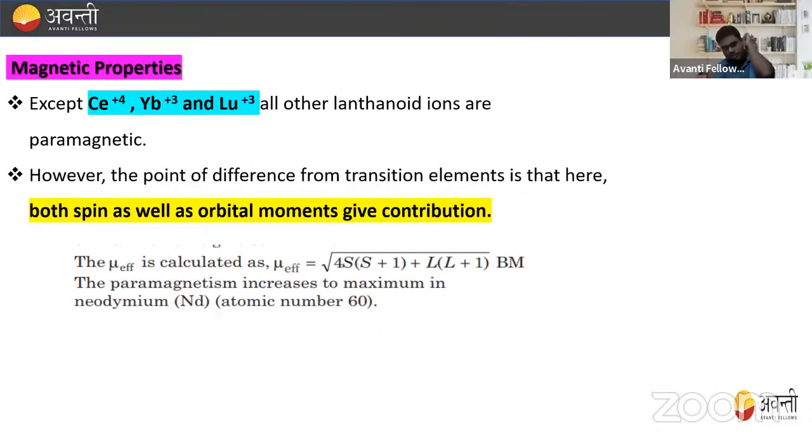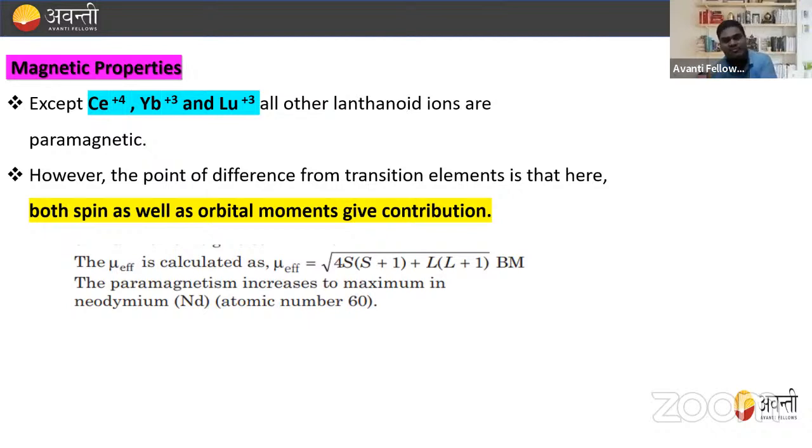Now, what is the magnetic property? How will you calculate the magnetic property basically? Except cerium +4, Yb3+ and Lu3+, all other lanthanide ions are paramagnetic, right? Except Ce4+, Yb3+ and Lu3+, all other lanthanide ions are paramagnetic in nature. However, the point of difference from the transition elements is that here both spin as well as orbital moment give contribution.